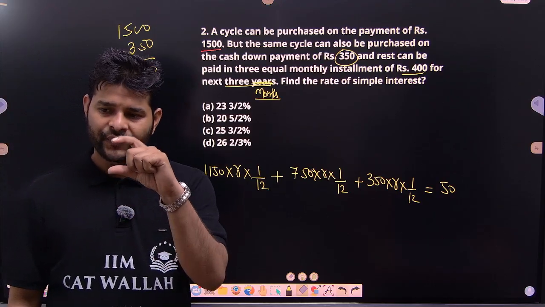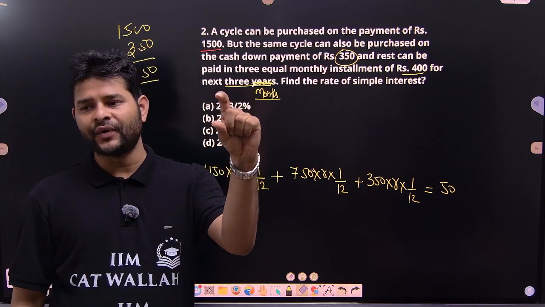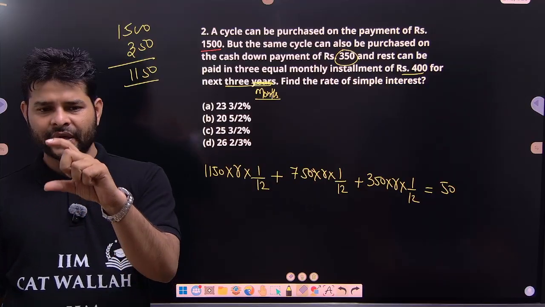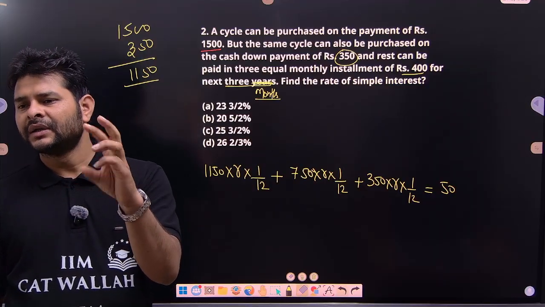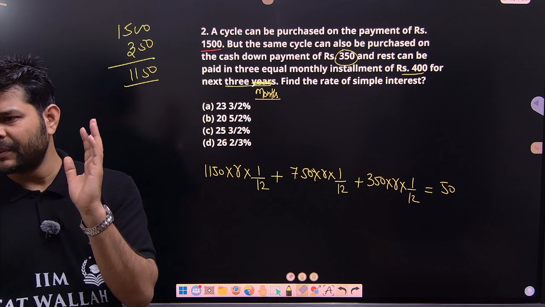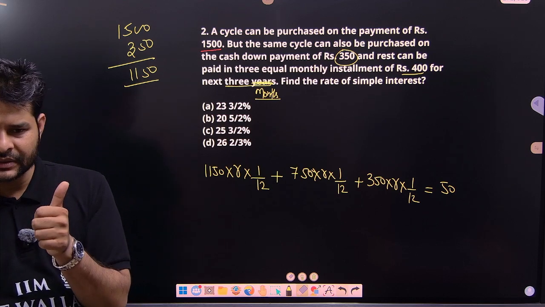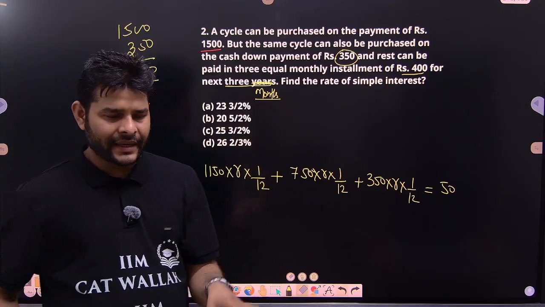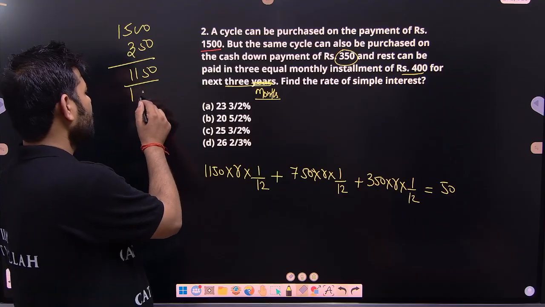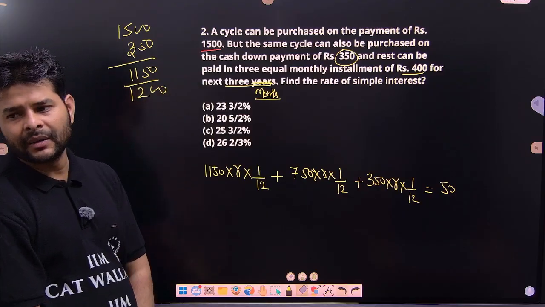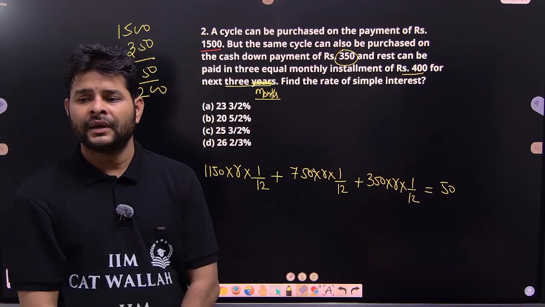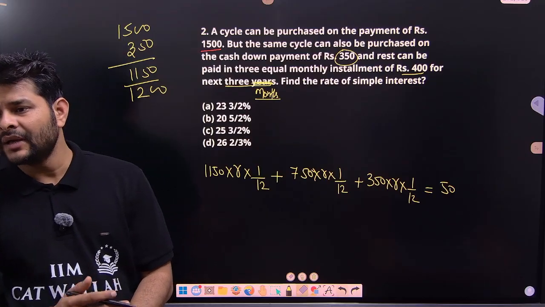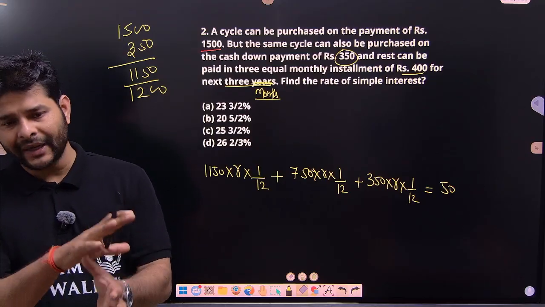EMI is 400, 400 and 400 for 3 months. You give 400, 400, 400 for 3 months and the cycle will be yours. Got it? But 400, 400 and 400, I'll pay 1200, but I had to pay 1150. So 50 is what? SI on the total amount.